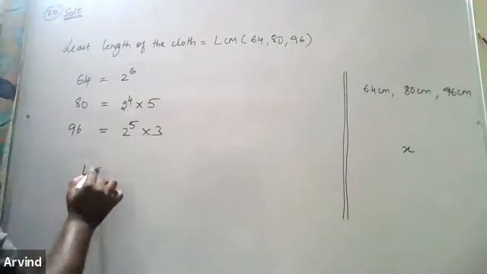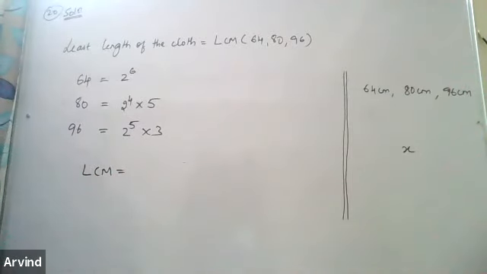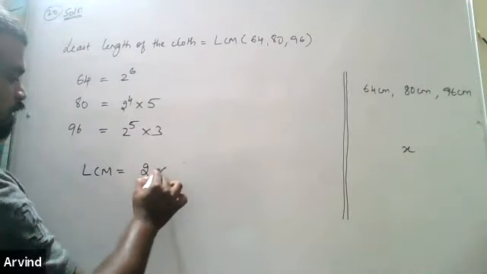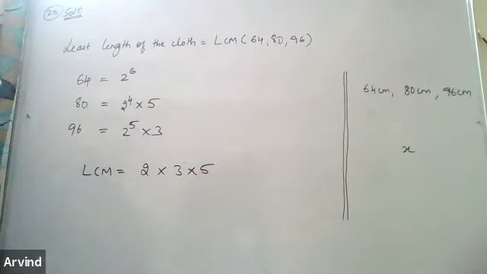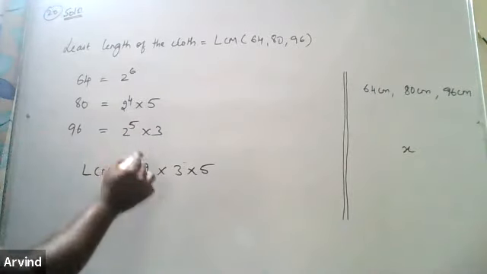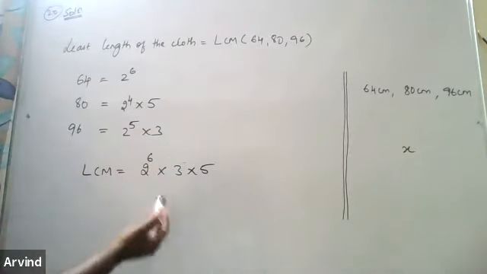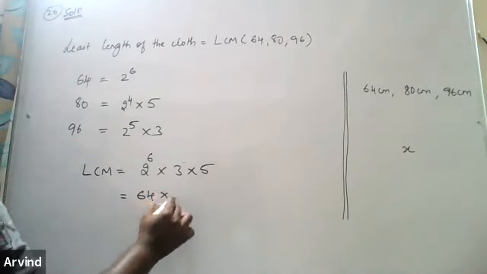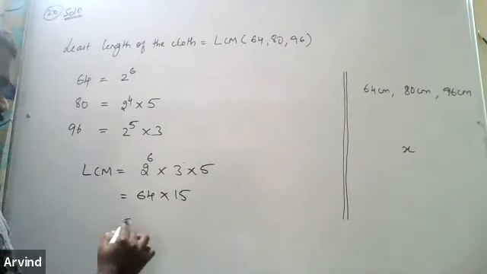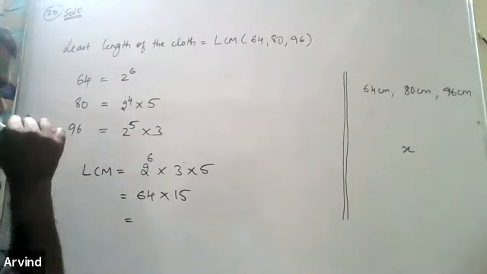Now let's find the LCM. You have to take all the prime numbers in there. Which are the prime numbers? 2 is there, 3 is there, 5 is there. In 2, which is the highest power? 6. So take that, 2 power 6. 3 and 5, it is 1 power itself. So 2 power 6 is 64, and 3 5s is 15.